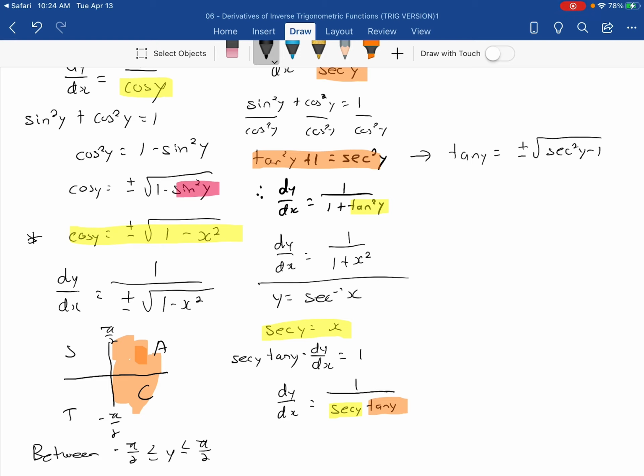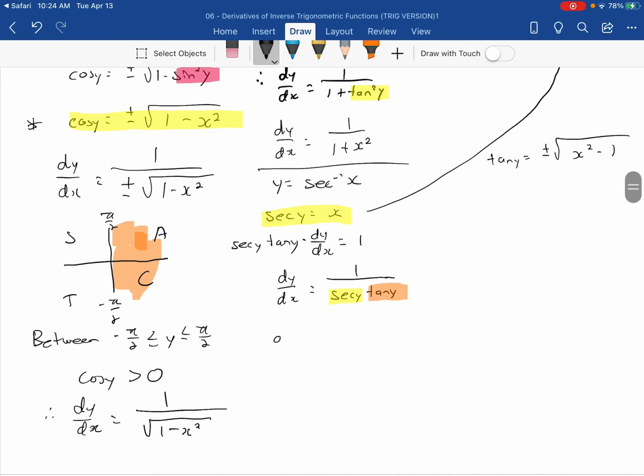Which, if I use this for secant y, then I get tan of y is equal to plus or minus square root x squared minus 1. How nice is that? So then, putting that all together, dy dx equals 1 over, okay, secant y gets replaced with x. That's the yellow highlighting. And tan y, after a bunch of work up there, becomes plus or minus square root x squared minus 1.